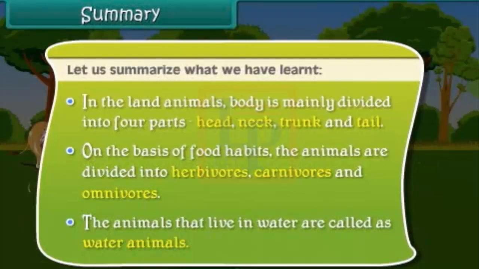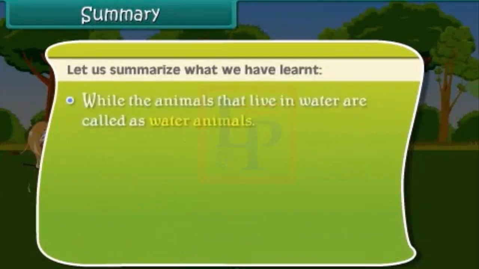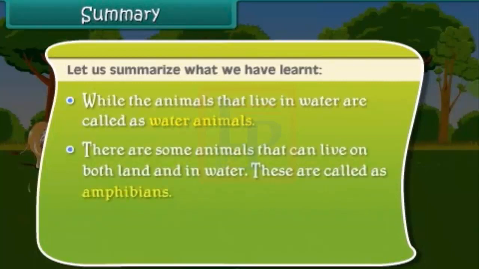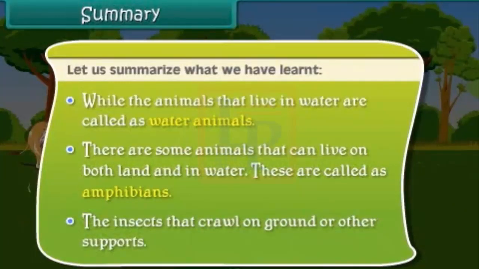The animals that live in water are called as water animals. There are some animals that can live both on land and in water. These are called as amphibians. The insects crawl on ground or other supports.